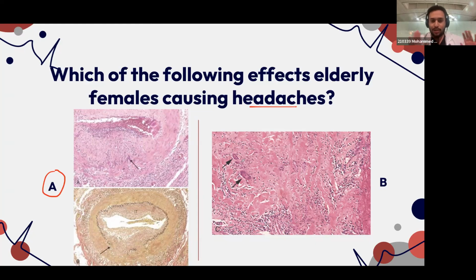Okay. And we're not going to disagree with this. This one over here, Takayasu B, has giant cells. Okay. This thing over here is a giant cell. You can see one giant cell over here. Both of them, A and B, giant cell arteritis and Takayasu, have giant cells. How do you differentiate them on histology?